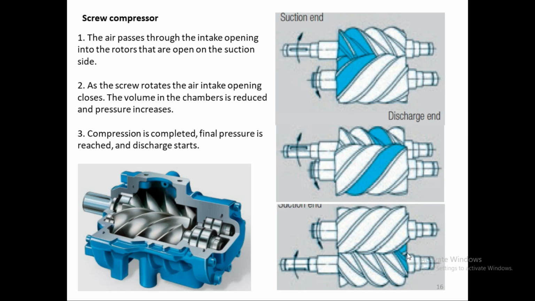When it is discharging, the volume has been greatly reduced. This figure shows the cutout, how these two screws look inside the compressor. The air passes through the intake opening into the rotors that are open on the suction side. As the screw rotates, the air intake opening closes, the volume in the chamber is reduced and the pressure is increased. Compression is completed, final pressure is reached, and discharge starts.